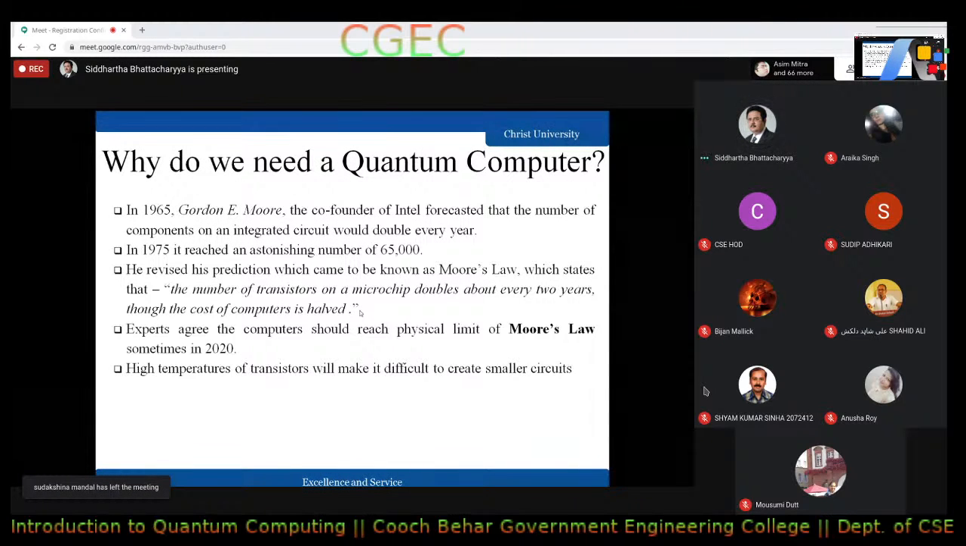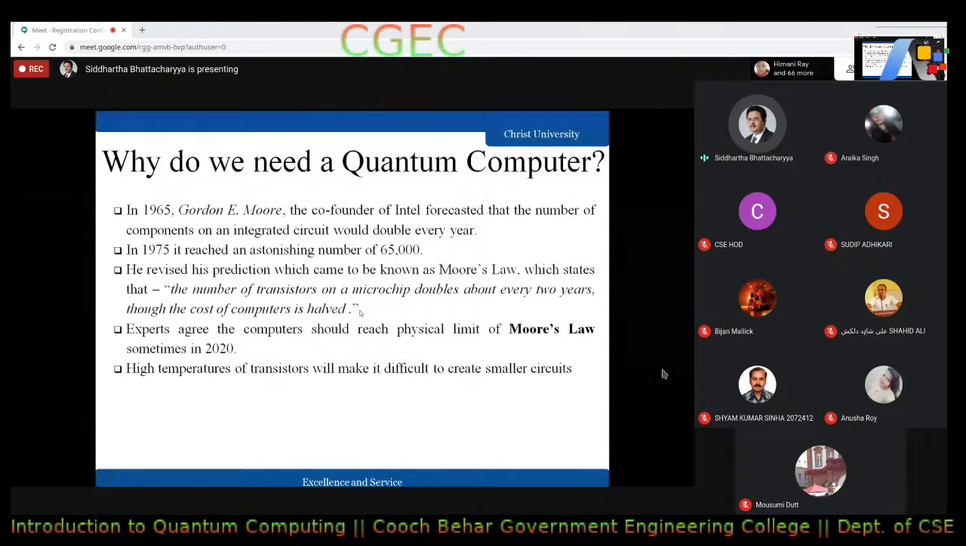If you look around, in 1965 Gordon Moore, the co-founder of Intel, forecasted that the number of components on an integrated circuit would double every year. The philosophy was to integrate more and more devices in a chip, so things become smaller. As per his prediction, by 1975, due to technological advances, the number of devices which could be integrated together was around 65,000, an astonishingly high number.